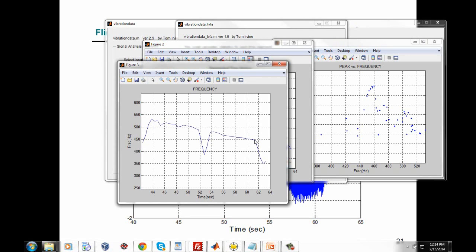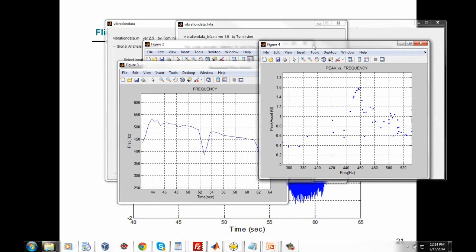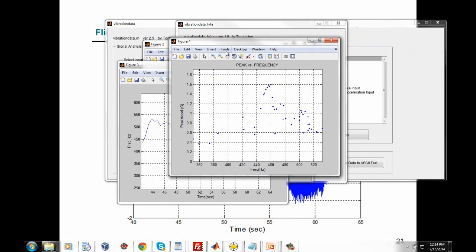And again, that's because that combustion cavity is enlarging as propellant mass is burned off and expelled. We've got one more chart here. Now this is peak acceleration g versus frequency in hertz. And what this is showing us is at 460 hertz, we get that 1.6 g. So that's our worst case response.